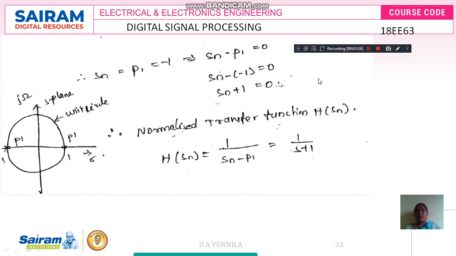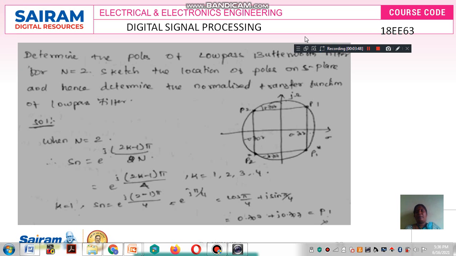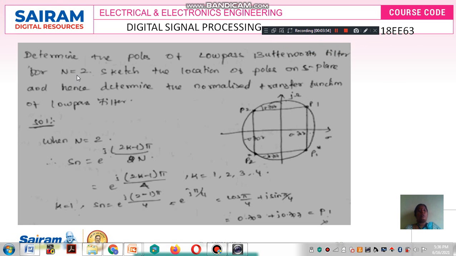The normalized transfer function for order n equal to 1 is given by H of Sn equal to 1 divided by Sn minus P1. If the order is 2, it is 1 divided by Sn minus P1 into Sn minus P2, and it goes on like that. Here P1 we know is -1, so minus of -1 will be +1. So this is the normalized transfer function for order n equal to 1. Now coming to the next problem. Here in this problem, the order is 2.